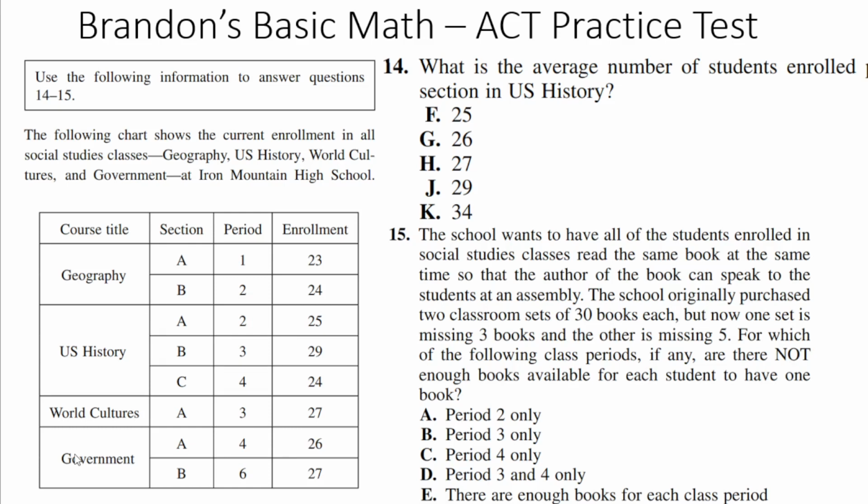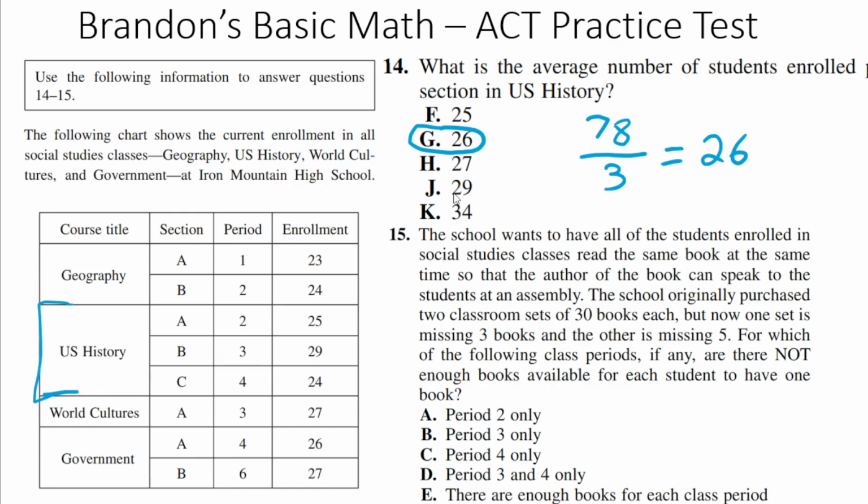So question 14, what is the average number of students enrolled per section in U.S. history? In this case, all we're looking at is the U.S. history side here. We're seeing that they have 25, 29, and 24 students. So we can add all of these up, and it's going to total 78 students divided by 3 different periods or 3 different sections here. And that's going to total 26 students per section, which is answer choice G. Just taking the mean number of students for 3 sections here.